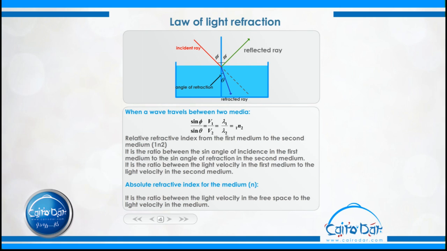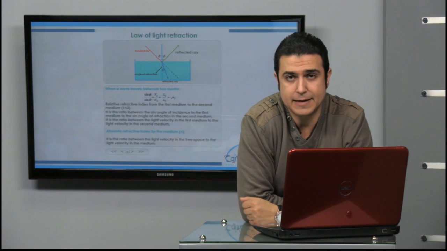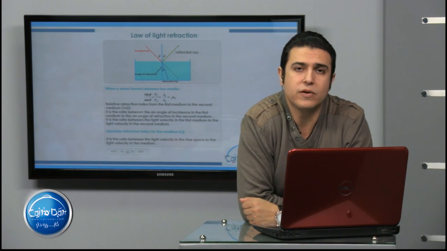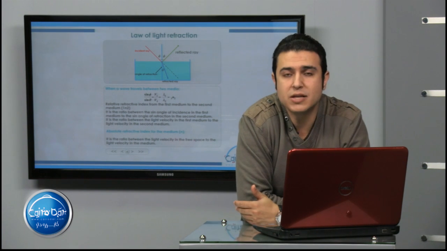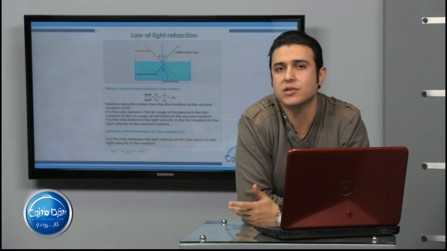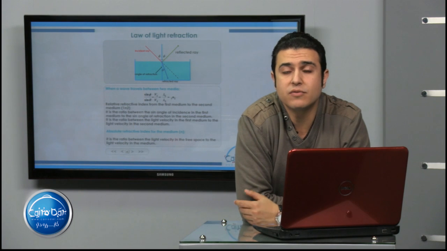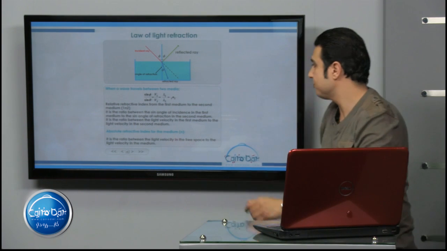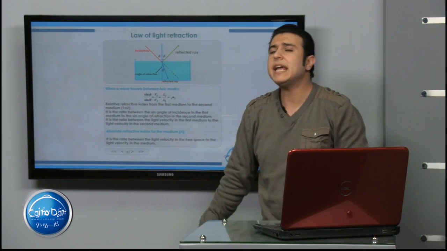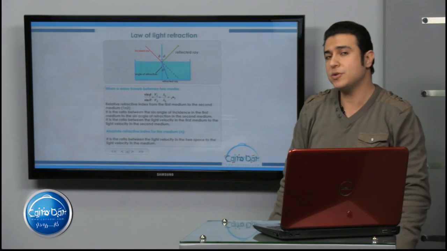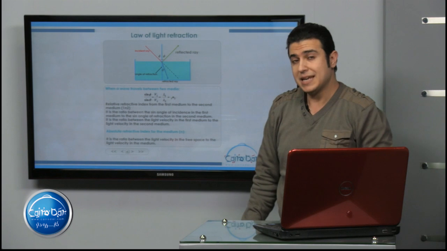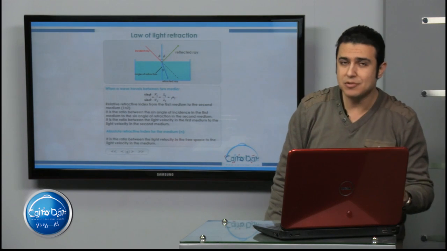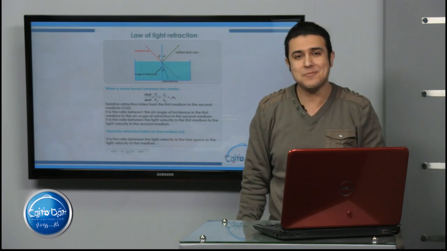What's meant by absolute refractive index? Its symbol is n. n equals c over v. c means the speed of light, the velocity of light in free space, but v is the velocity of light in the medium. So the absolute refractive index for any medium is the ratio between the light velocity in free space to the light velocity in the medium.